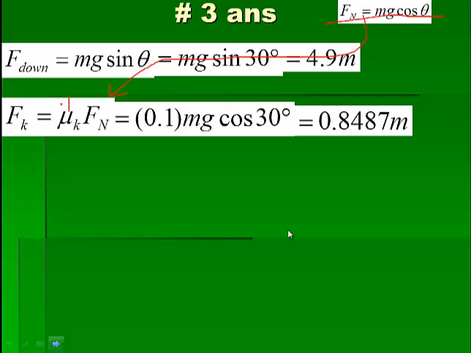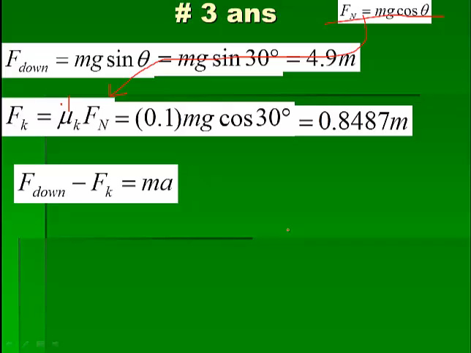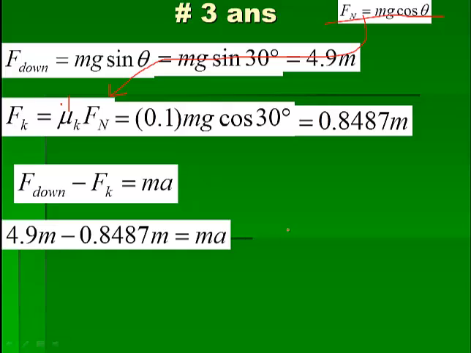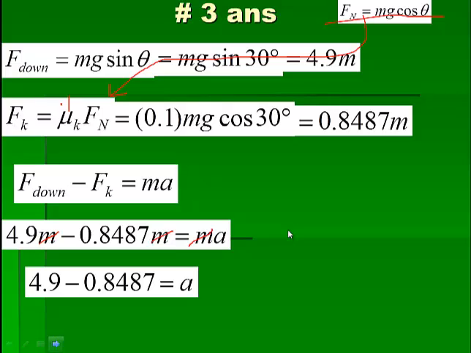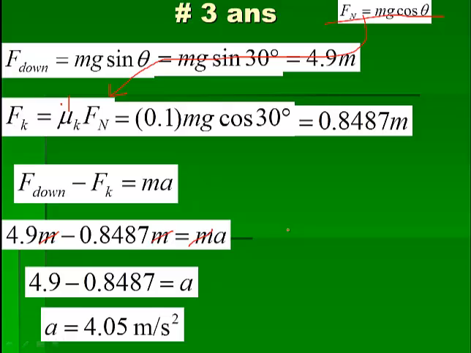Now remember, we need to do F down minus Fk equals ma. So that would be 4.9 m minus 0.8487 m equals ma. What do you notice here? Each term has an m, so we can divide the whole thing by m and cancel all these m's out. So you end up with 4.9 minus 0.8487, and you get that a is equal to 4.05 meters per second squared. Make sure you don't forget units. You should have written these sample problems down. Make sure you have those in your notes.